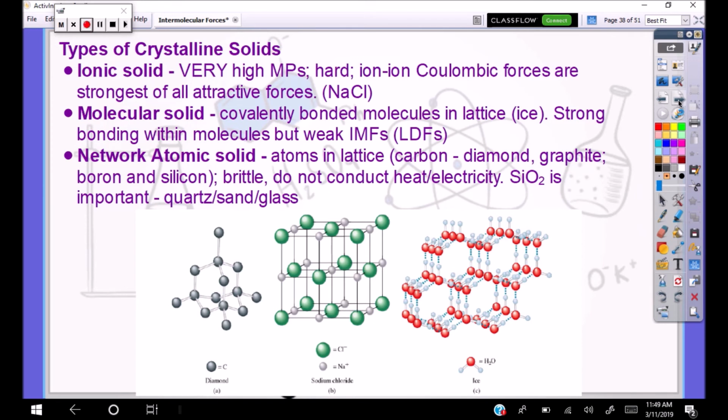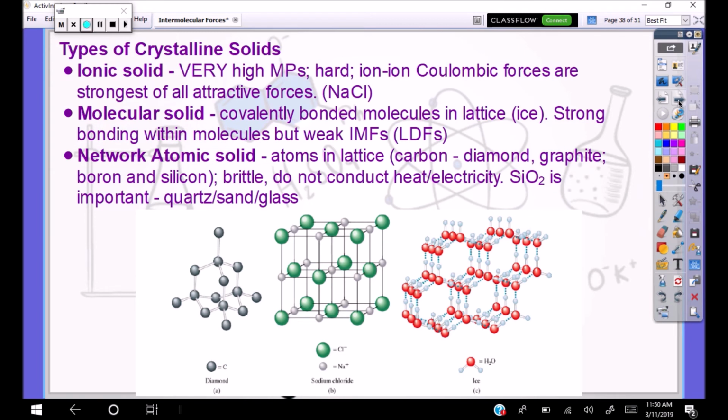The ionic solids are very high in melting point. They are hard. They have strong ion-ion Coulombic attraction, especially as we increase our separation of charge. So if I'm +1 and -1 compared to a +2 and -2, the greater separation of charge is a stronger attractive force, so the +2 -2 would result in a stronger lattice.